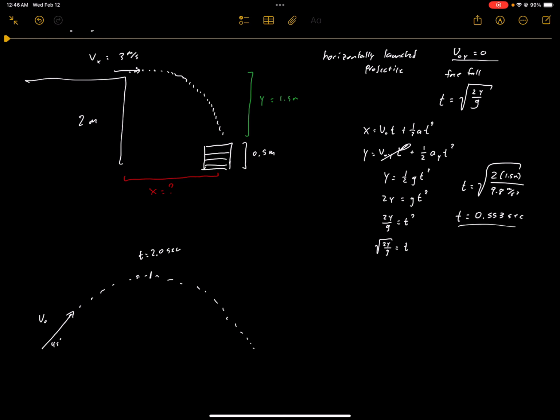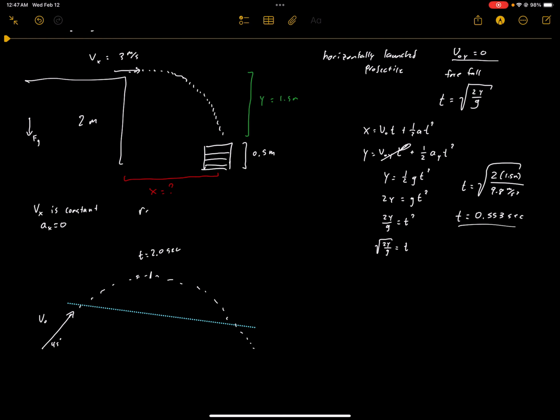So for the horizontal range, I know that the velocity in the x direction is constant. The reason why the velocity in the x direction is constant is that there's no acceleration in the x direction. When you're in free fall, the only force acting upon you is the force of gravity, and that's pointing downward. So if I were to draw a free body diagram on this object, the only force acting on it is the force of gravity, pointing straight down. So there's not going to be any forces in the x direction. The acceleration is 0, the velocity is constant.